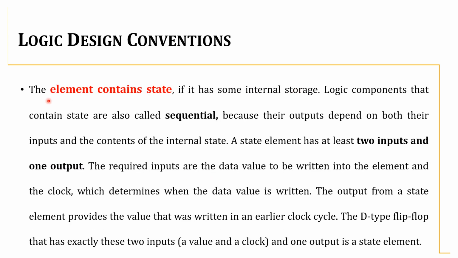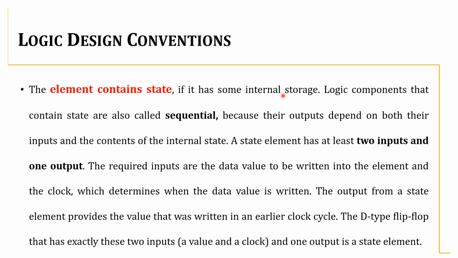The second type is the element that contains state. An element that contains state has some internal storage, so it stores the current state. These logic components are also called sequential because their outputs depend not only on the current input values but also on their internal state. This internal state is based on the previous input values. So these elements depend not only on the current input values but also on the previous values. So we should have some feedback connection to store the previous value, some storage to store the state.